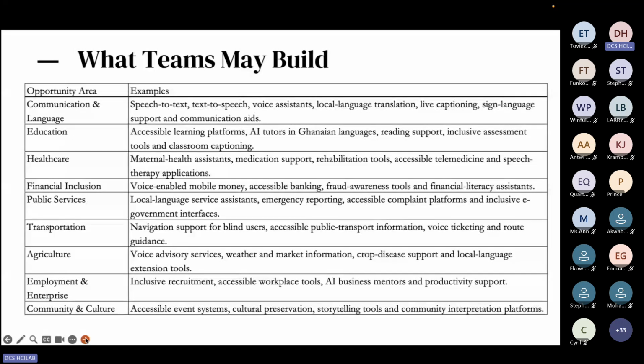You could also think of financial inclusion solutions: mobile money, voice-enabled mobile money, accessible banking, fraud awareness tools, financial literacy assistance. Also, you could think of solutions within the public service domain, within transportation, agriculture, employment, and of course, community and culture. At the end of the day, what you should ultimately take note of is that you are designing or developing a solution for a low resource environment.